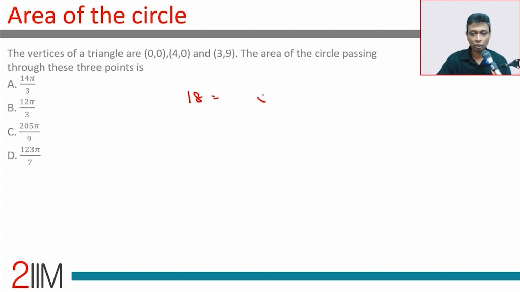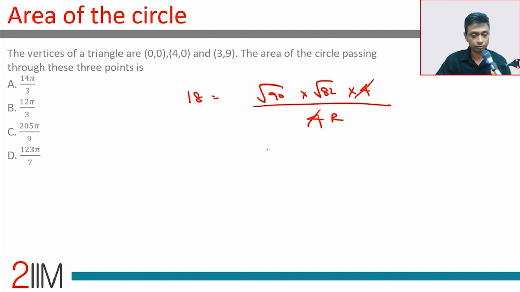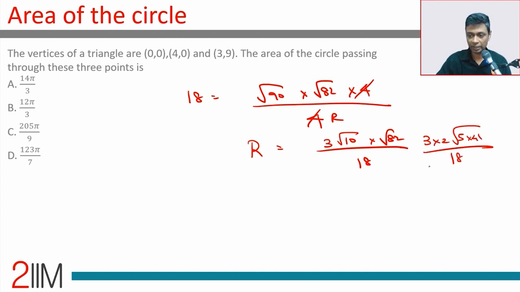Area is 18, which is root 90 into root 82 into 4, by ABC by 4R. Or circumradius is root 90, just take out a 9. 3 times root 10 into root 82 by 18. Root 10, root 82, take a 2 from here, take a 2 from here. 3 into 2, root of 5 into 41 by 18. 3 into 2, 6, 6 by 18 is 1 by 3. So, circumradius, square root of 205 by 3.